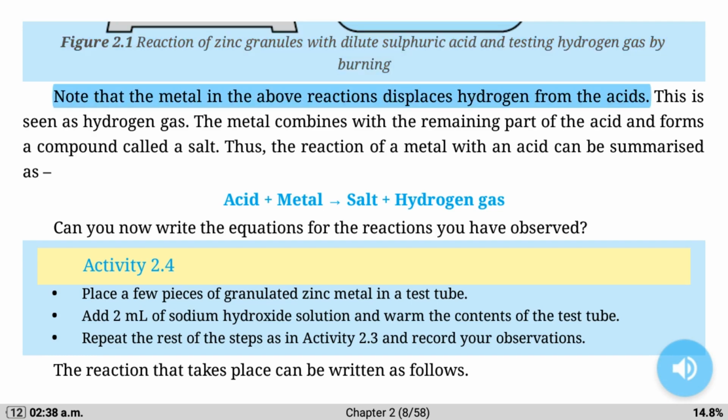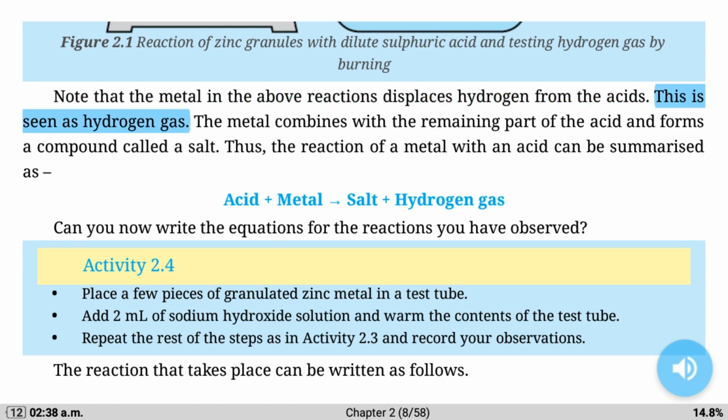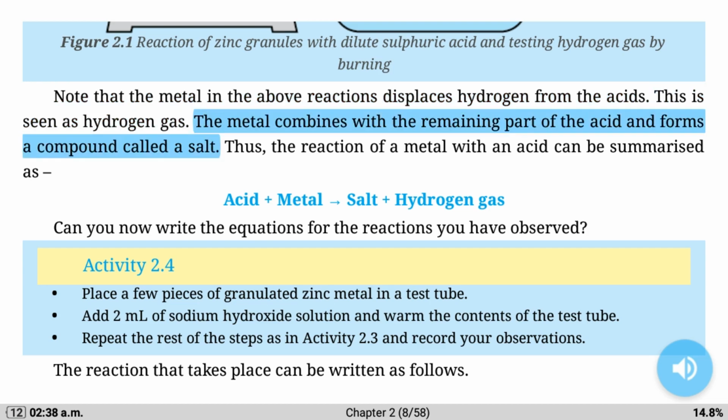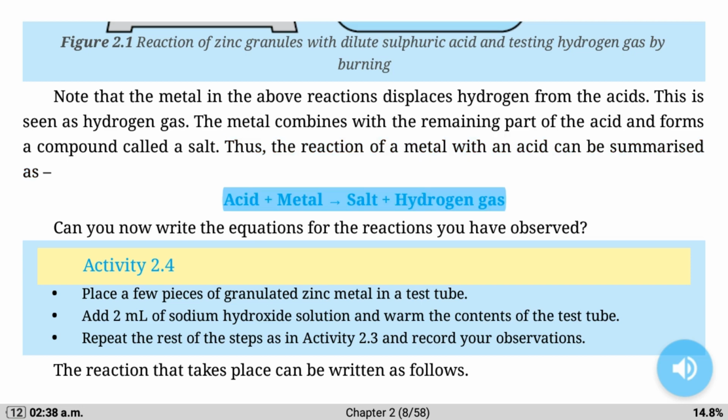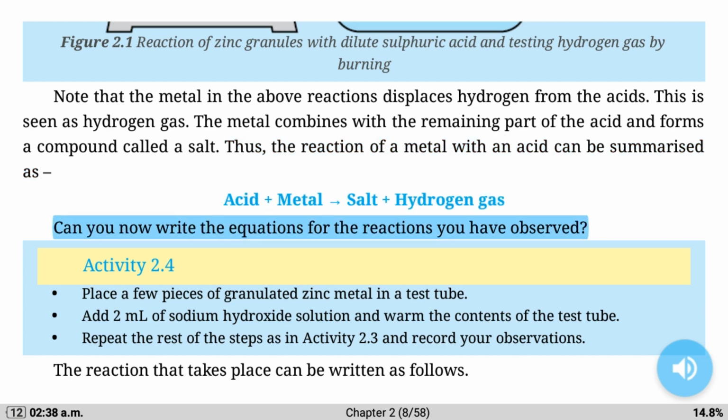Note that the metal in the above reactions displaces hydrogen from the acids. This is seen as hydrogen gas. The metal combines with the remaining part of the acid and forms a compound called a salt. Thus, the reaction of a metal with an acid can be summarized as: acid plus metal gives salt plus hydrogen gas. Can you now write the equations for the reactions you have observed?